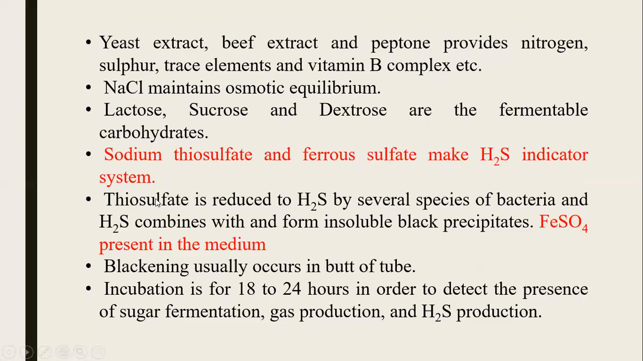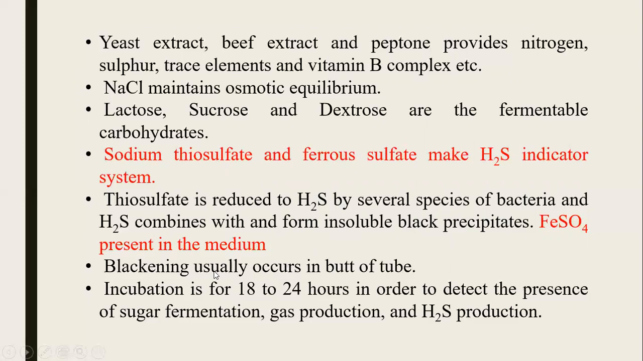This thiosulfate is reduced to hydrogen sulfide by several species of bacteria, and hydrogen sulfide combines with ferrous sulfate and forms an insoluble black precipitate. So the black precipitate indicates the production of hydrogen sulfide, and the blackening of colonies indicates the production of hydrogen sulfide.